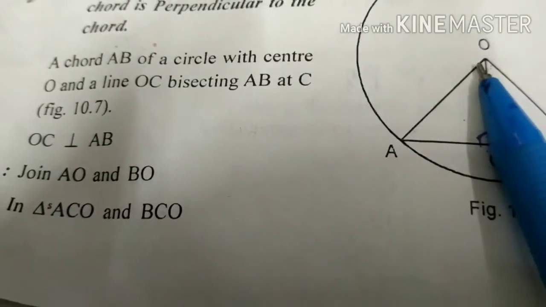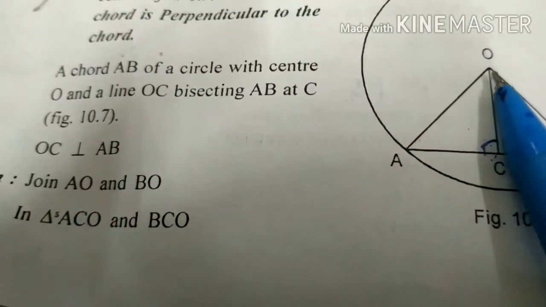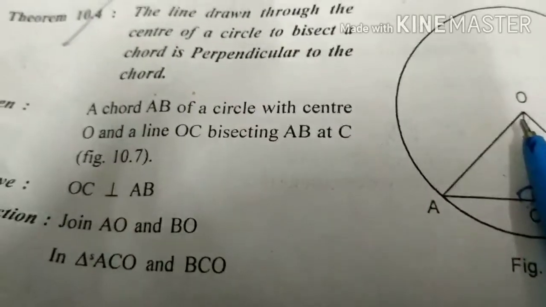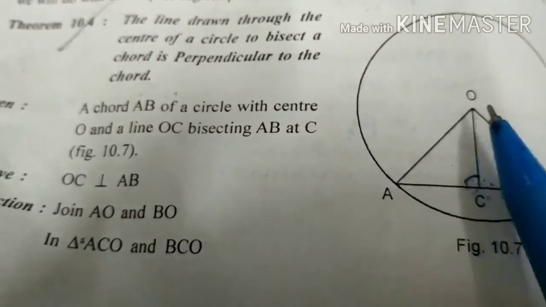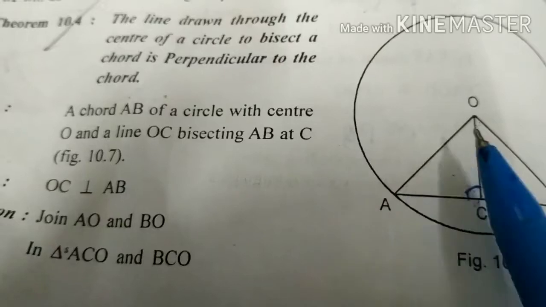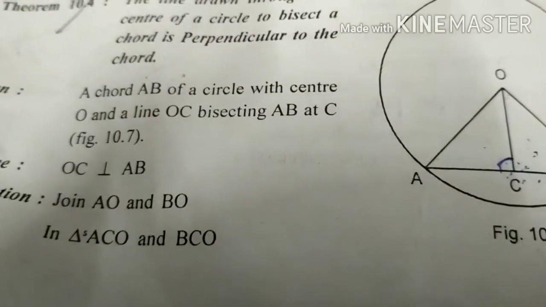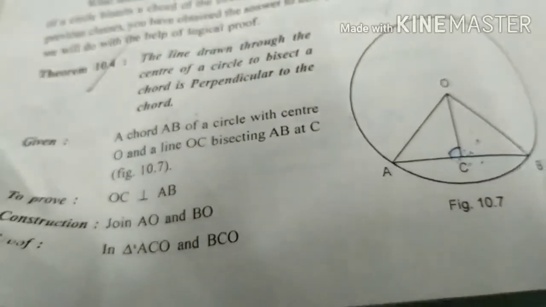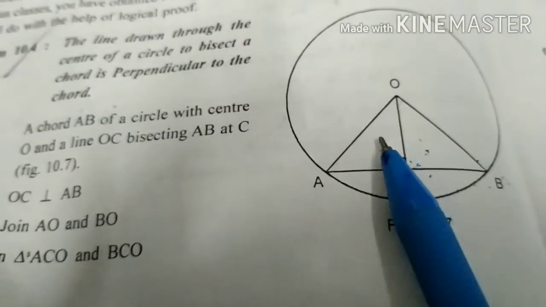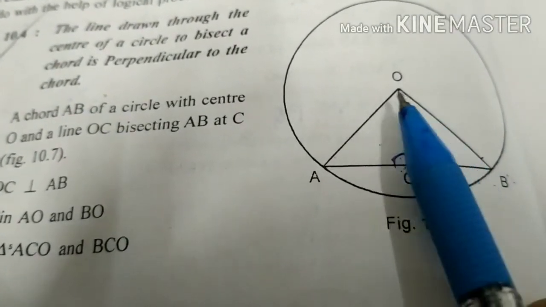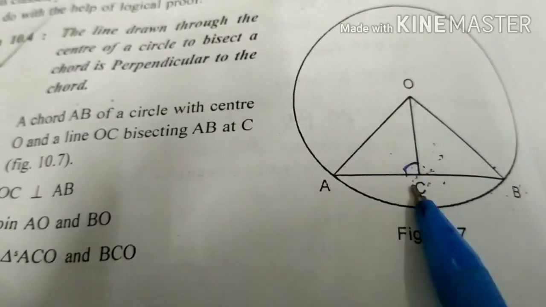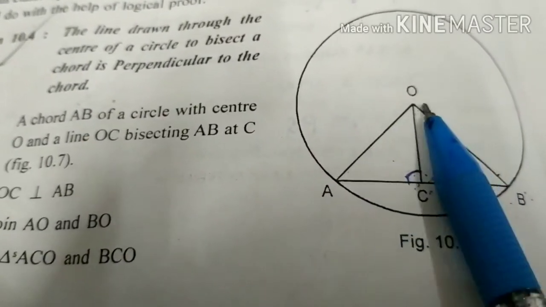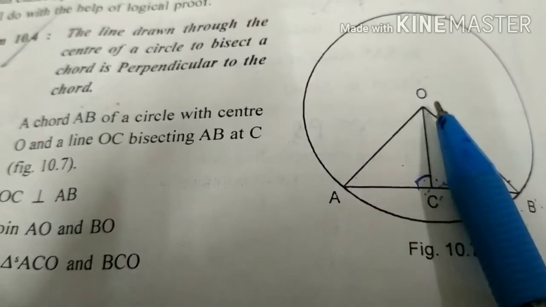So just after writing the given and to prove, we can write the construction: we join OA and OB, OC. Then we can start the proof. In the proof, we start with triangle ACO.